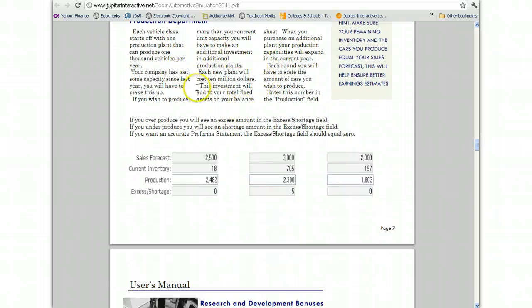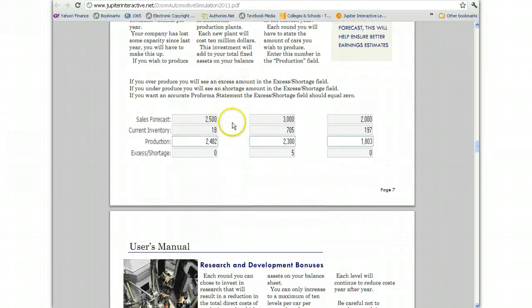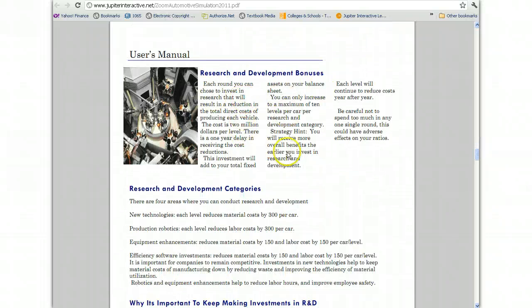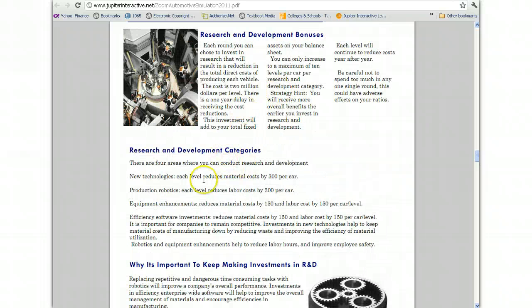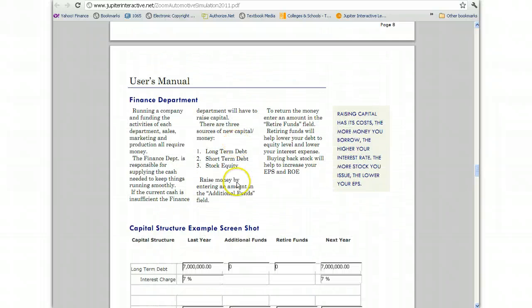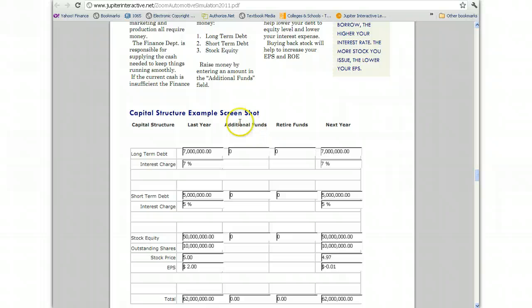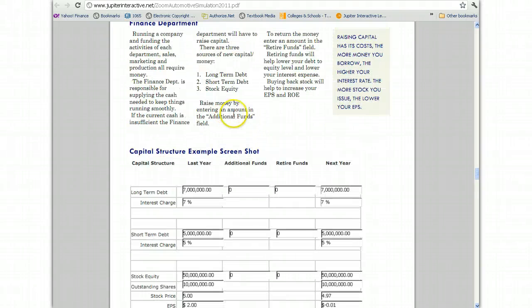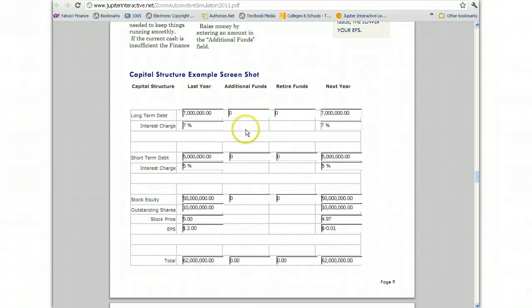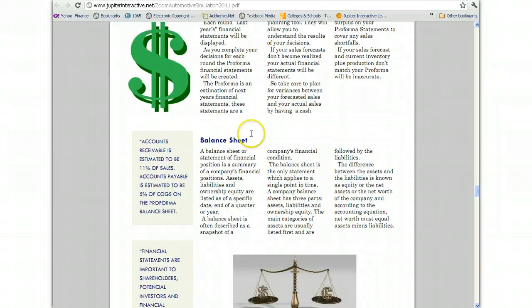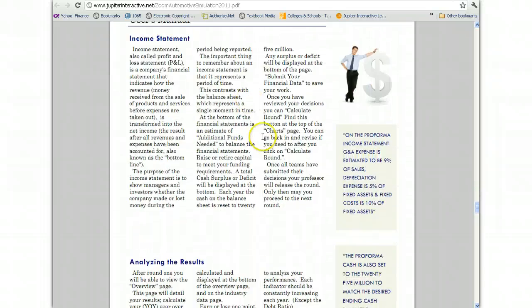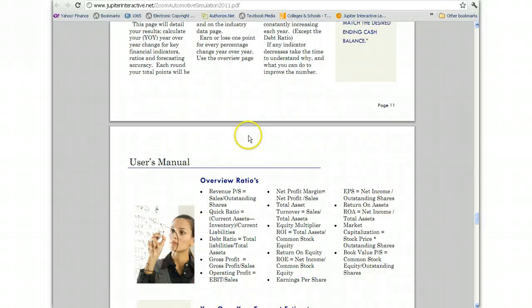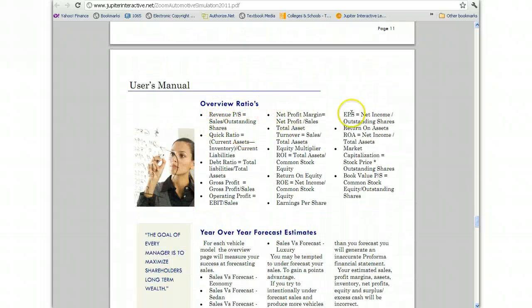Production department talks about the capacity and how to set up the capacity and organize production. Research and development, what's the importance of it, how it's going to affect each of the cars for each level you do of the research and development. And then finally, the finance department, giving you the capital structure, letting you understand how to raise additional funds, how to retire funds. And then there's a nice overview of the financial statements within the company that you're going to run, how to analyze the results, the overview ratios. These are the ratios that you're going to earn or lose points on.